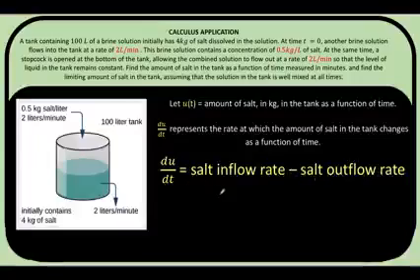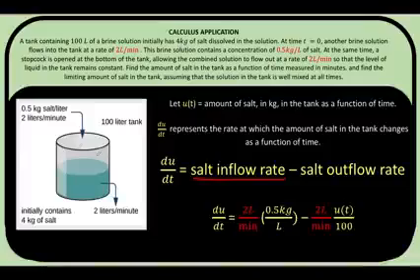This means the amount of salt that is coming in the tank minus the amount of salt that is going out of the tank. We can represent now the salt inflow rate using what is given in the problem. The inflow rate is 2 liters per minute, the outflow rate is also 2 liters per minute, and we maintain the 100 liters of liquid in the tank.